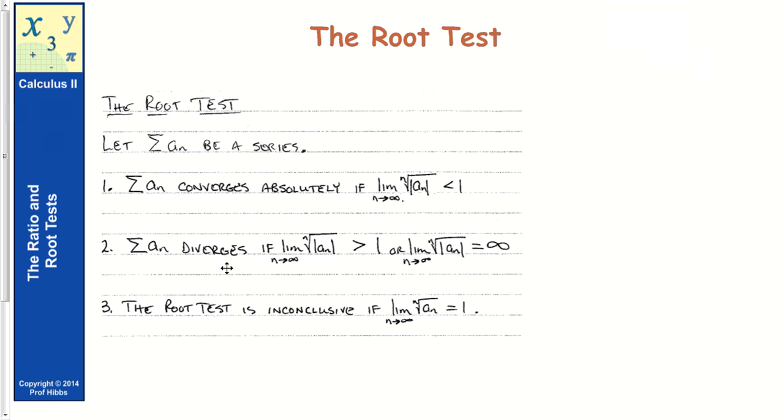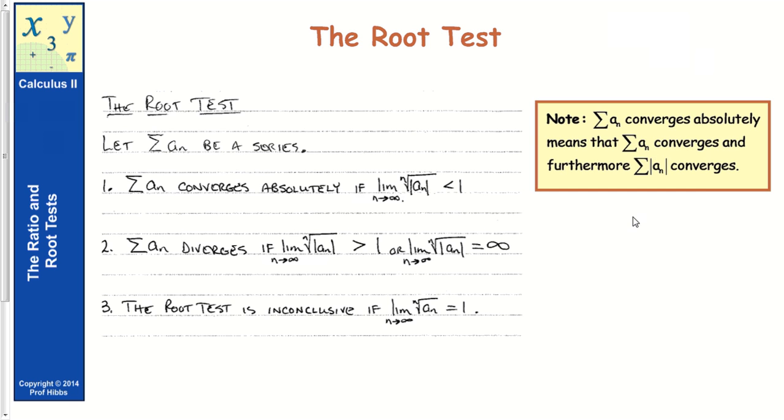The series diverges if that limit of the nth root of the absolute value of the terms is greater than 1 or infinite. Obviously, it'd be greater than 1 if it was infinite. If that limit is in fact equal to 1, then the root test is inconclusive. We don't know whether it converges or diverges. It could do either one. So we'd have to use a different test altogether.